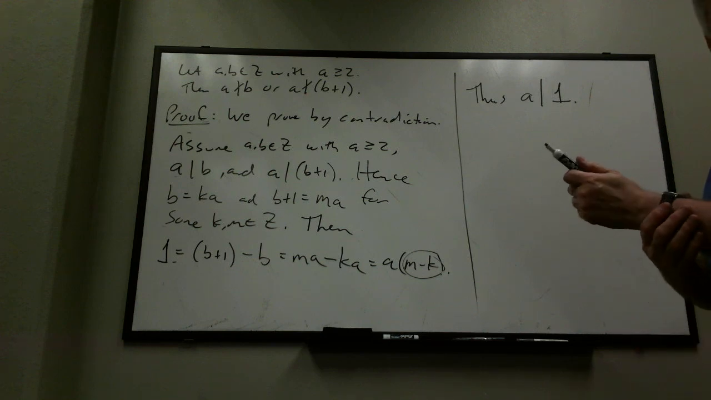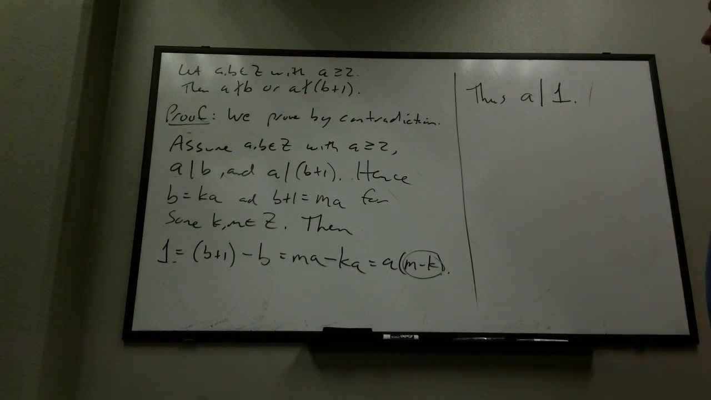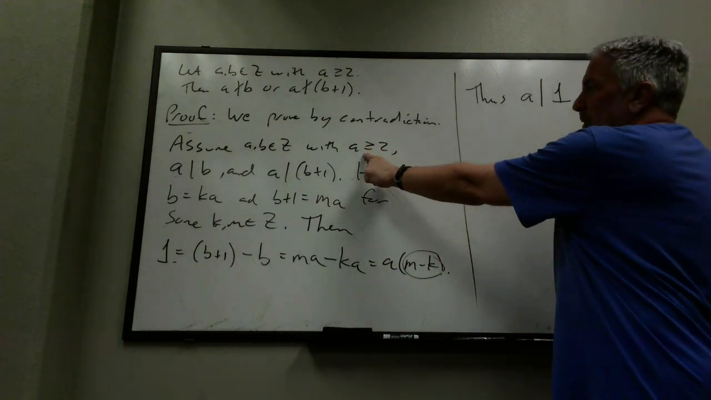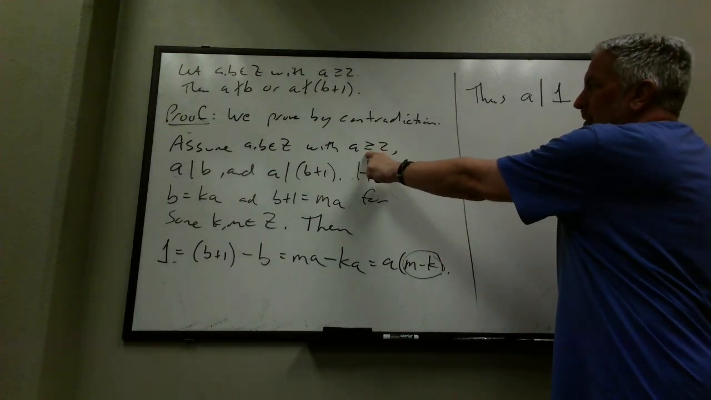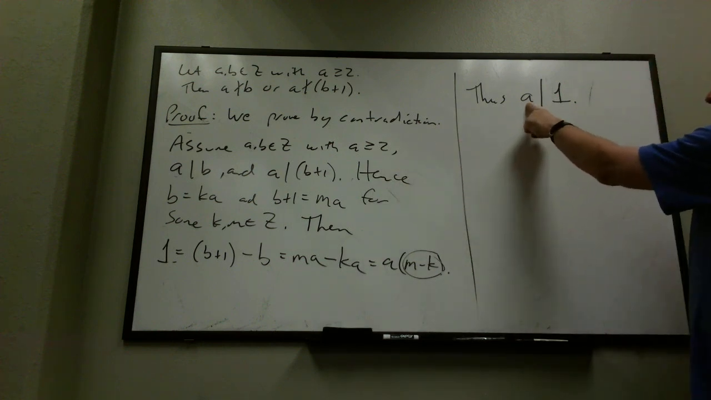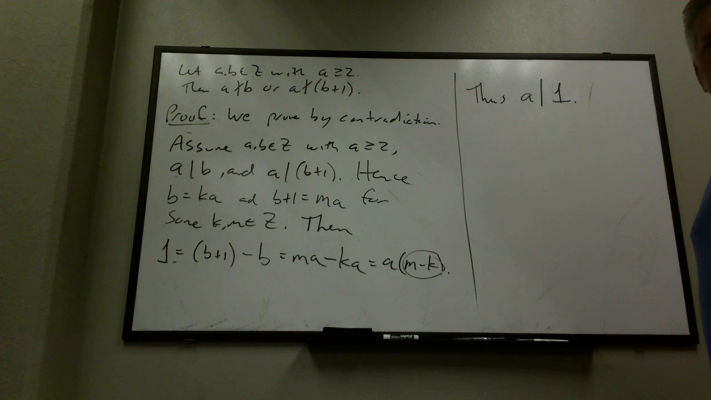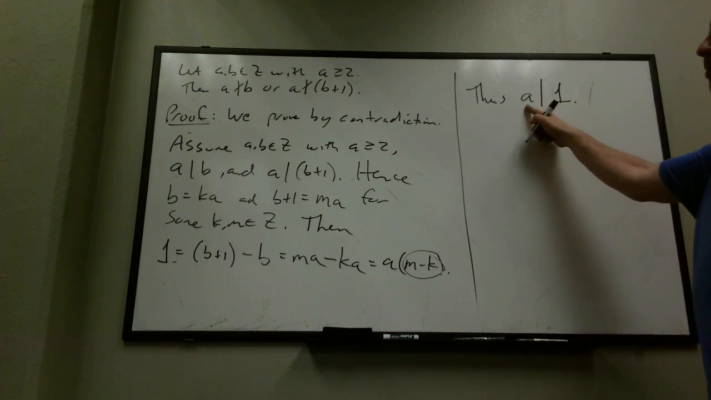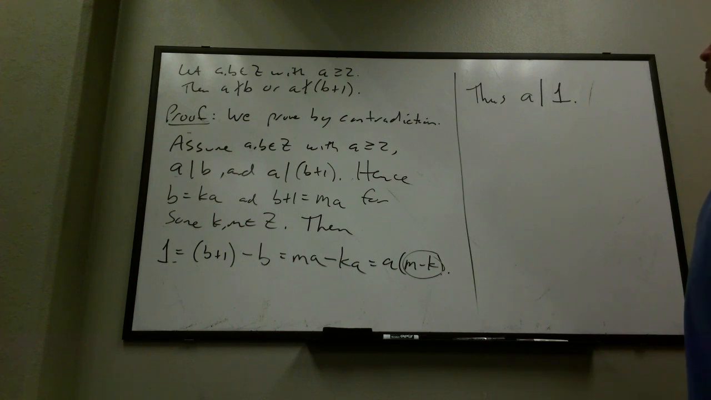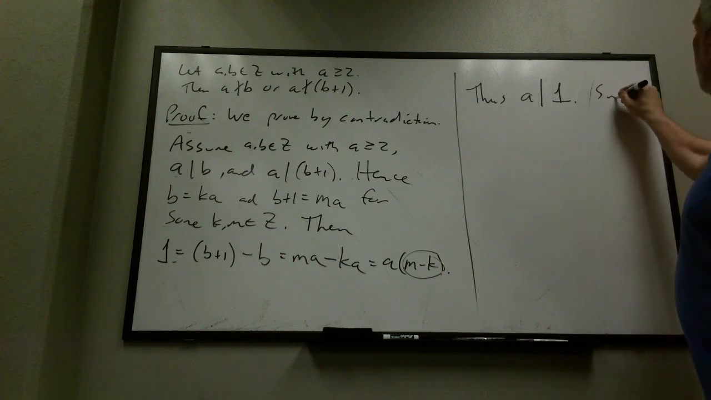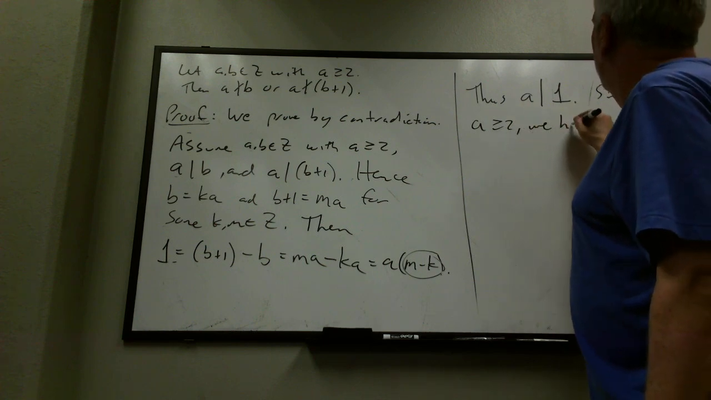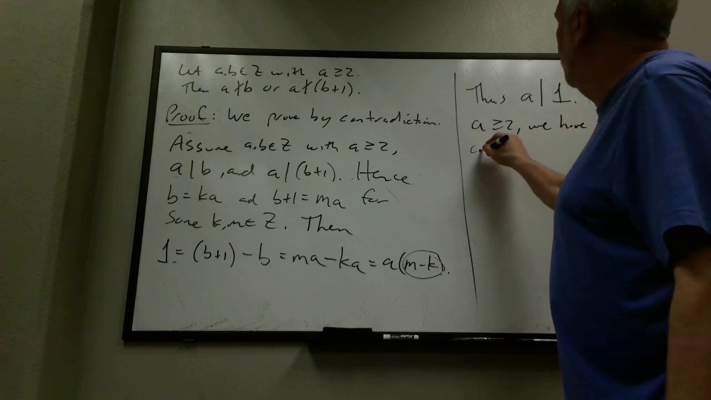Okay, so far so good. But now we've run into a problem, haven't we? We assumed A was at least 2. A is an integer, A is at least 2. If A is an integer greater than 1, how can that number divide 1? Right? If A is 2, 2 doesn't divide 1, 3 doesn't divide 1, 4 doesn't divide 1. Okay? So since A is greater than or equal to 2, we have a contradiction.